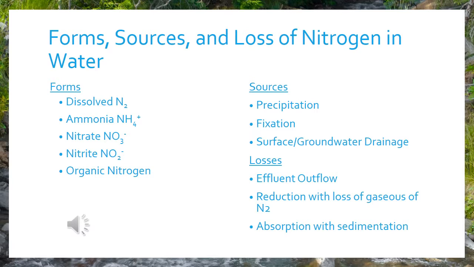You have forms, sources, and loss of nitrogen in water. Some forms would be dissolved nitrogen, ammonia, nitrate, nitrite, and organic nitrogen. Now, sources of nitrogen in the water would be precipitation, which is rain, fixation, surface and groundwater drainage. Now, losses of nitrogen would be effluent outflow, reduction with loss of gaseous nitrogen, and absorption into sediment.